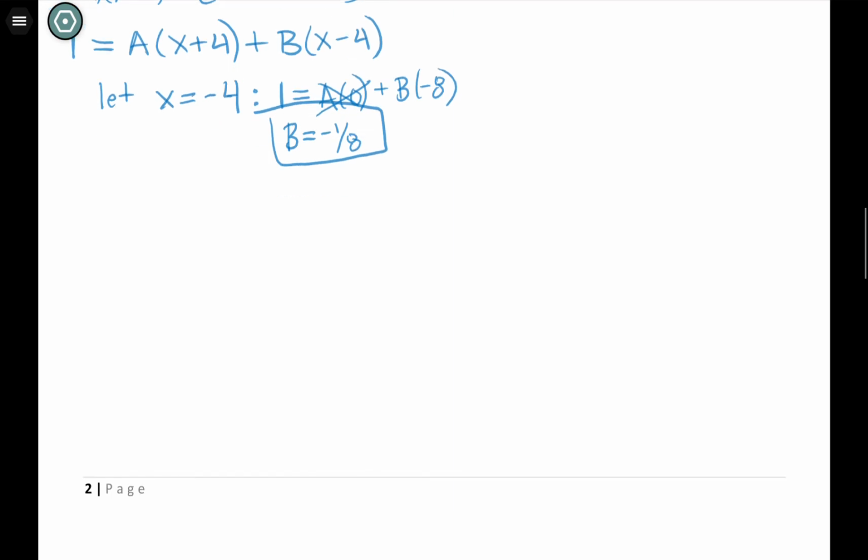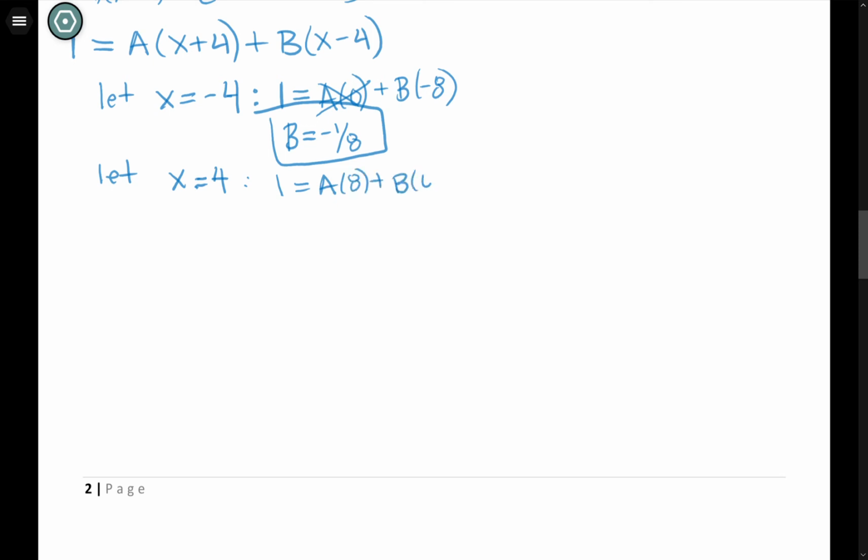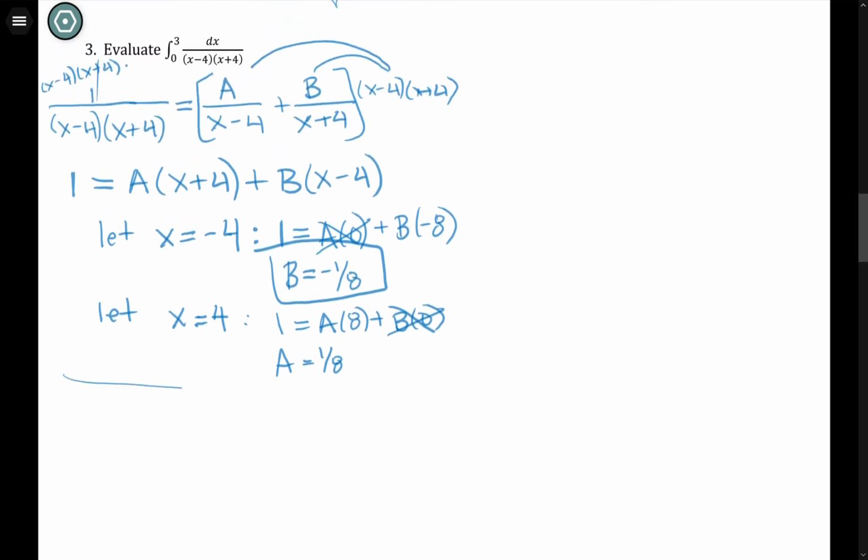We also want to find the value of a. So if we look and say, okay, how would I make the b's drop out? My answer is, let x equal +4. Again, the 1 on the left is always a 1. So we have 1 on the left, and then we have a times 8 plus b times 0, which goes away. And then if we divide, we get a is +1/8. So this was the whole partial fractions trick. Be very careful with your arithmetic and your algebra, because if you mess that up, everything's going to be wrong.